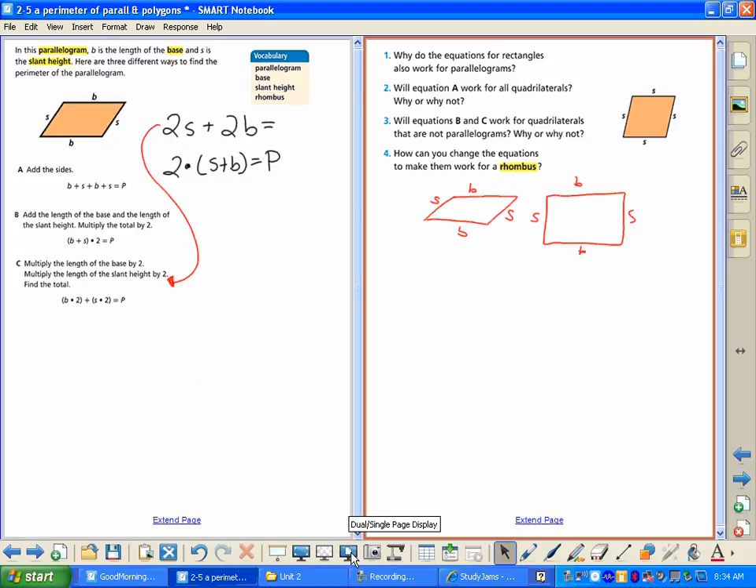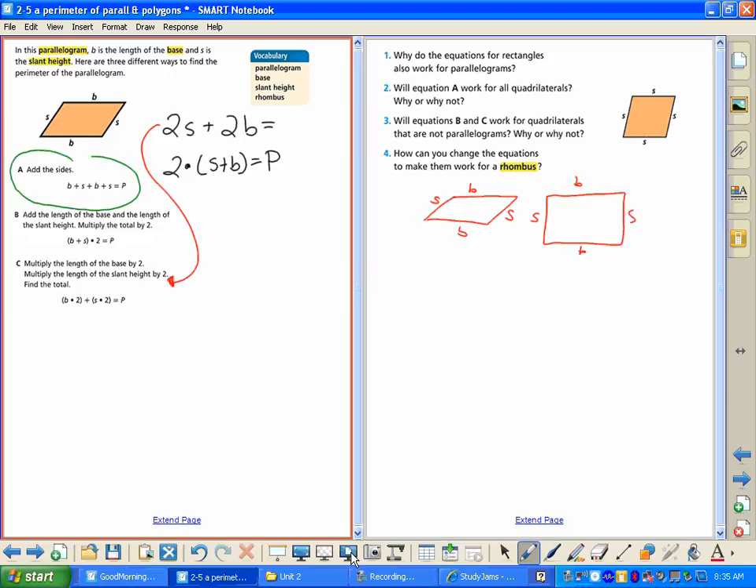Okay, it says, will equation A work for all quadrilaterals? Add all the sides. Will it work for all quadrilaterals? Yes, because if you define perimeter, all you're doing is adding all the sides. So that one would be a yes.